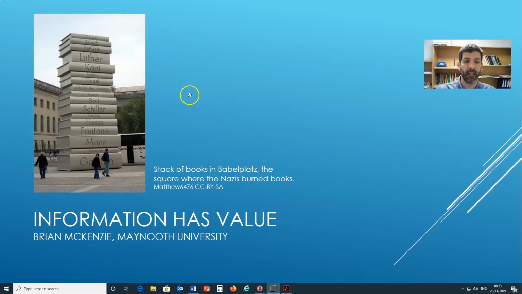This lecture is about the concept of information has value. This is one of the frames from the Framework for Information Literacy from the Association of College and Research Libraries.